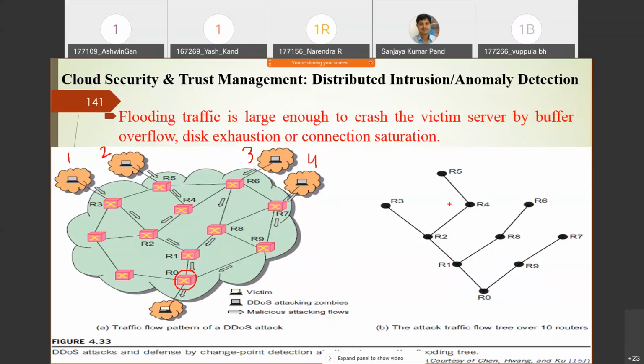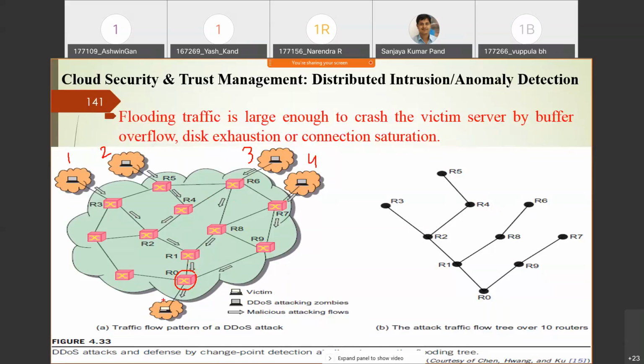You can see the attack traffic flow over the 10 routers. Total routers are considered as 10, R0 to R9, and they are following different paths. These are the attacking zombies. What are they doing? They are following various paths to reach this router, right? So once they are sending unnecessary packets to a particular router, the services of the victim node will be slower.